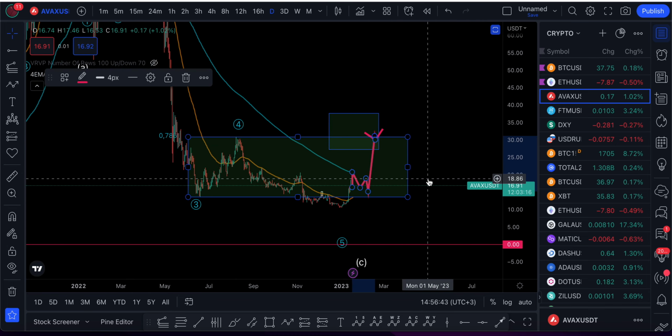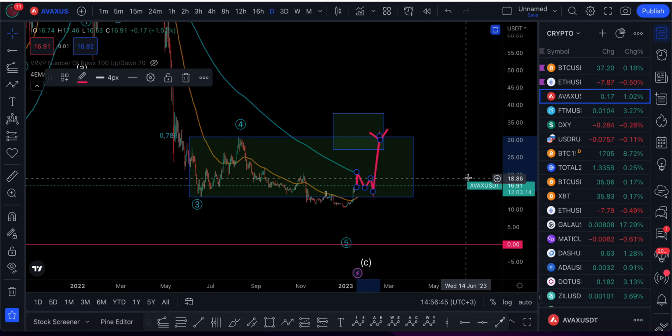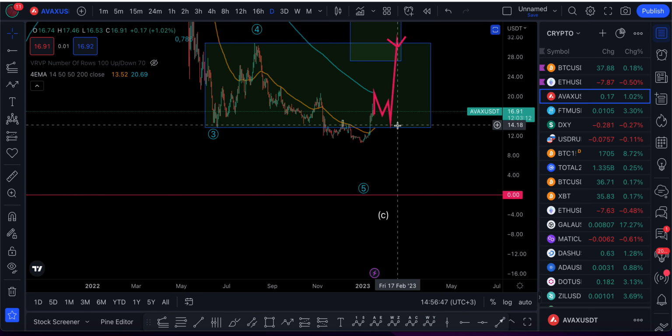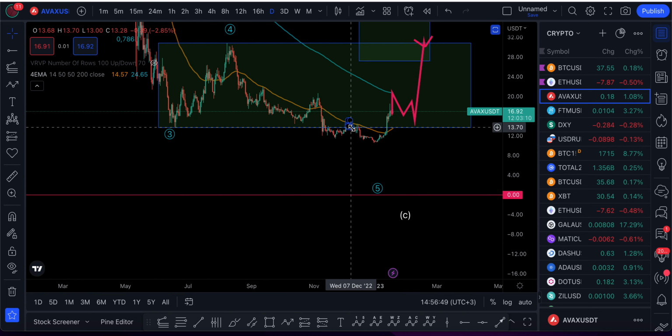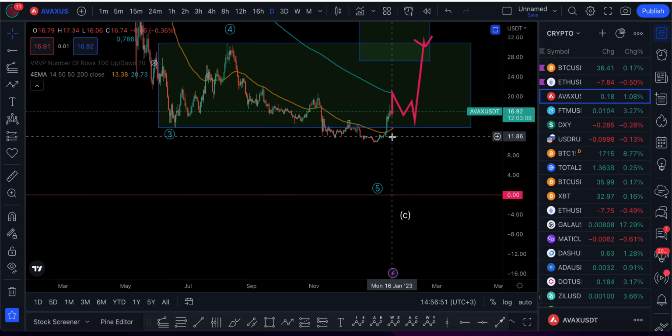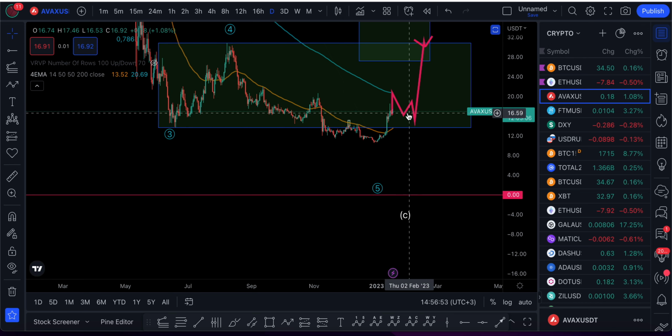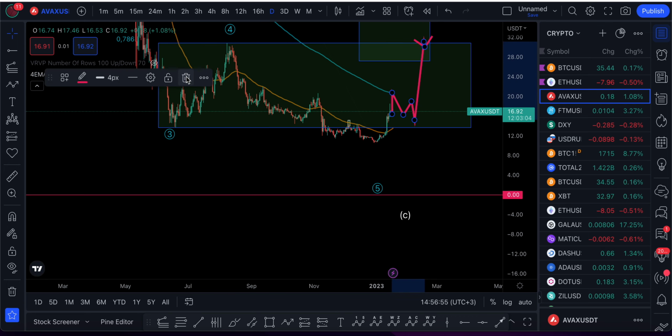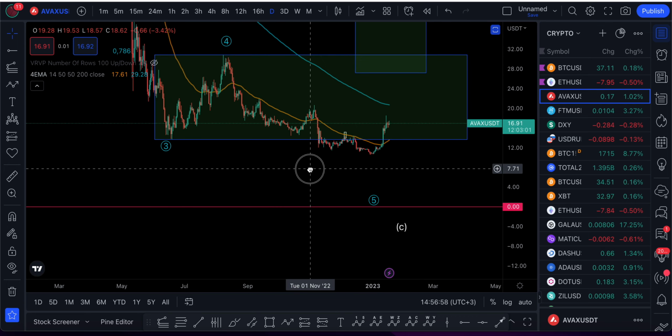Yeah, so the structures are very, very similar. We also had a deviation for Ethereum. It came back, tested the low, came back down, right, cut through. So I would like to see a pullback before I can buy. At the moment, I'm not buying anything.